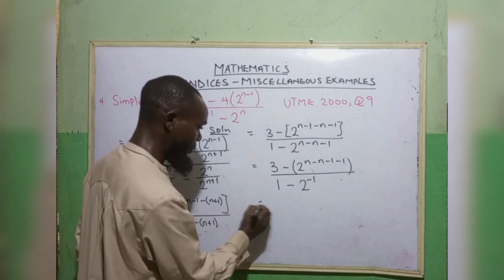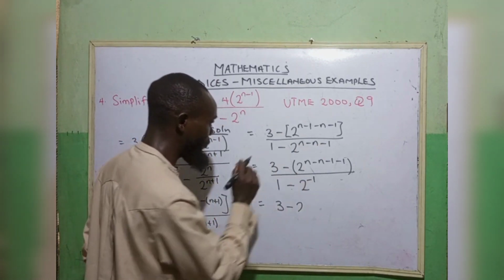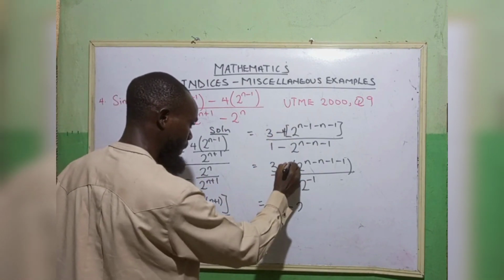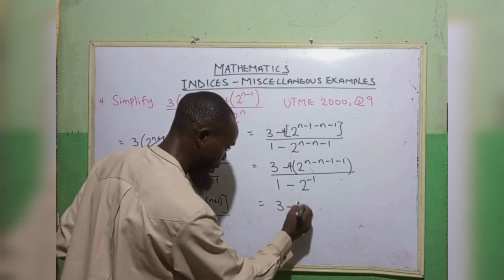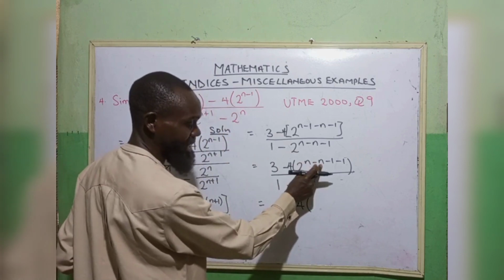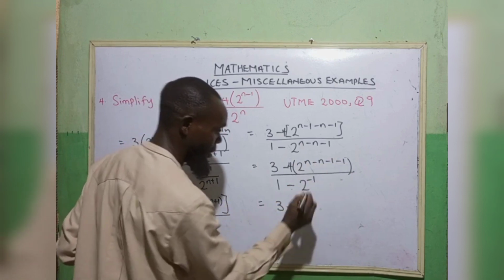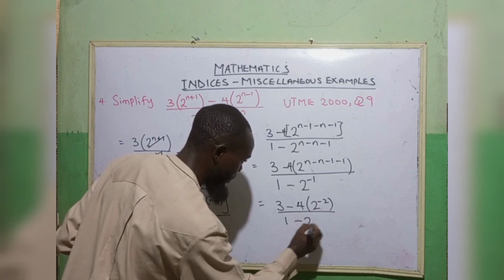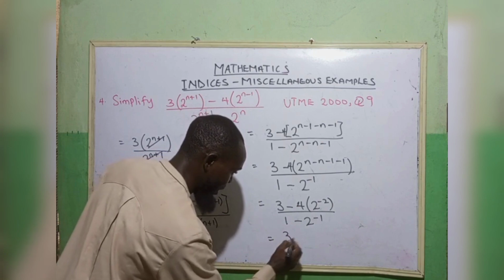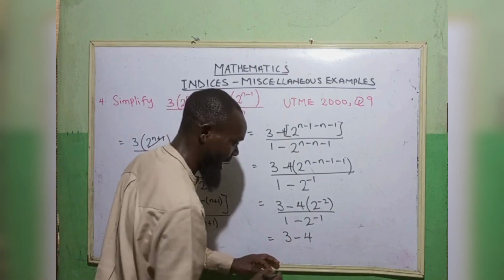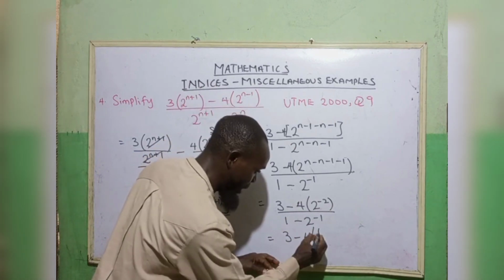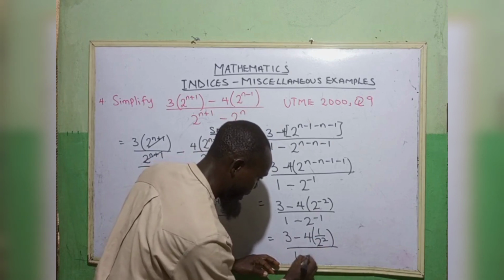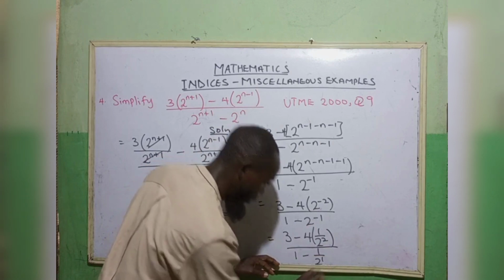Are we together? So I have 3 minus 2 raised to power. Don't forget there is a 4 here. So we shouldn't forget that. There's a 4 here. So I'm going to have 4, open bracket, n minus n is 0. Minus 1 minus 2, that's 2 raised to power minus 2. Divided by 1 minus 2 raised to power minus 1. So from here, I can have 3 minus, open your brackets, this minus changes to 1 over 2 raised to power 2 divided by 1 minus 1 over 2 raised to power 1.